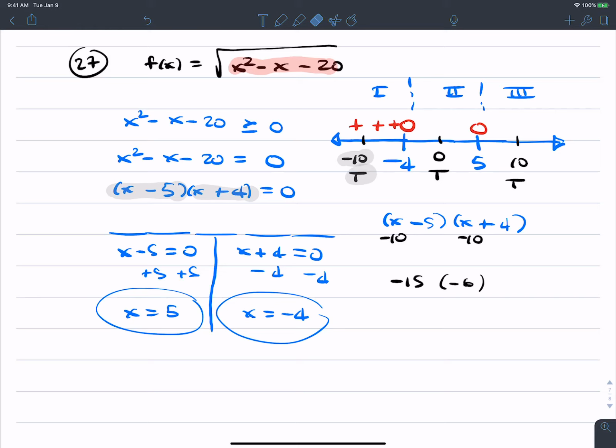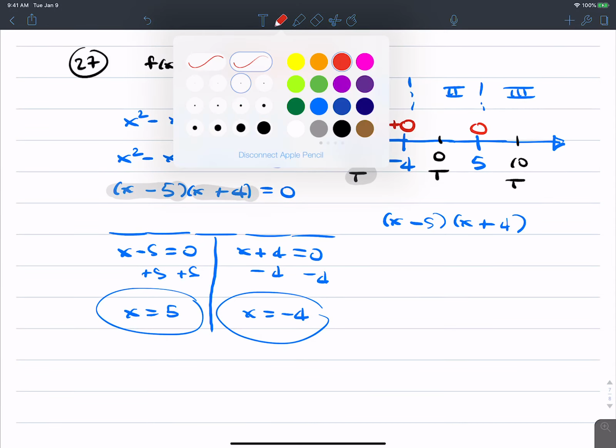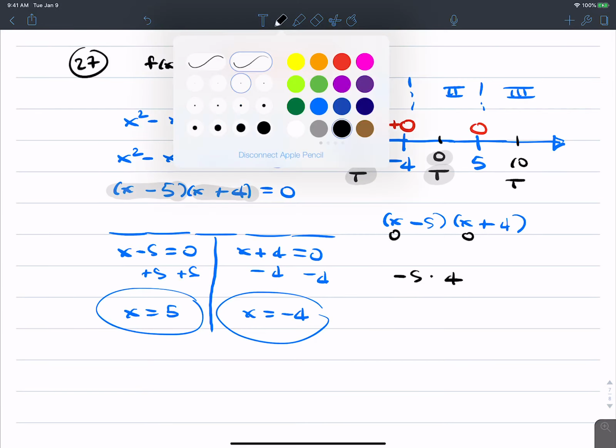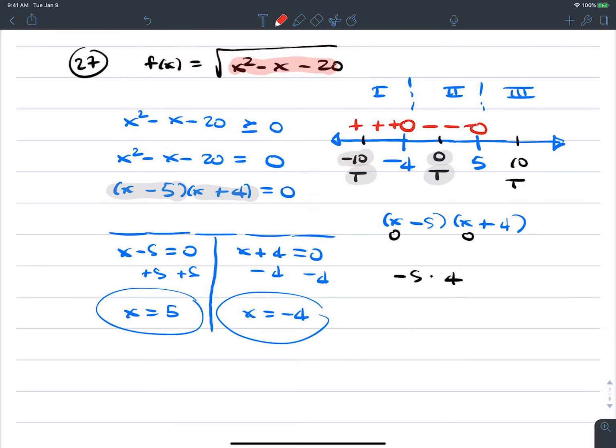So you repeat the process now with a different test point for region 2. You repeat it with 0, because that's your test point. By arithmetic, we get 0 minus 5, which is -5, and 0 plus 4, which is +4, and a negative times a positive gives us a negative. So we know region 2 is negative.